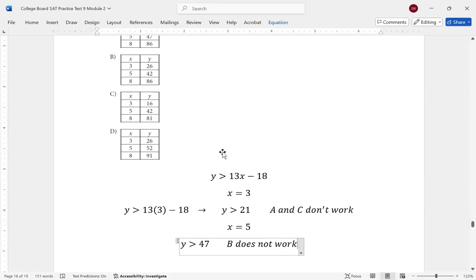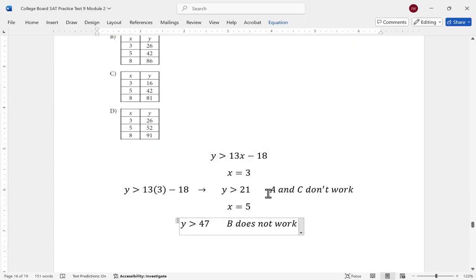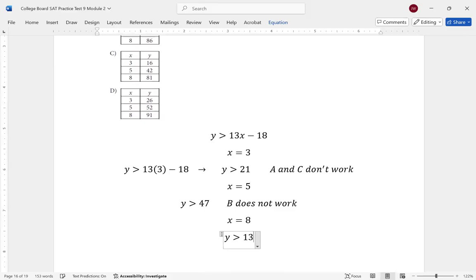Now, at this point, we've kind of established that D is our only option for working. But if you wanted to check that last point as well, you could do that. Just go ahead and plug in x equals 8. We would end up with y greater than 13 times 8 minus 18. And 13 times 8 minus 18 is 86. Obviously, that works for option D, so table D.